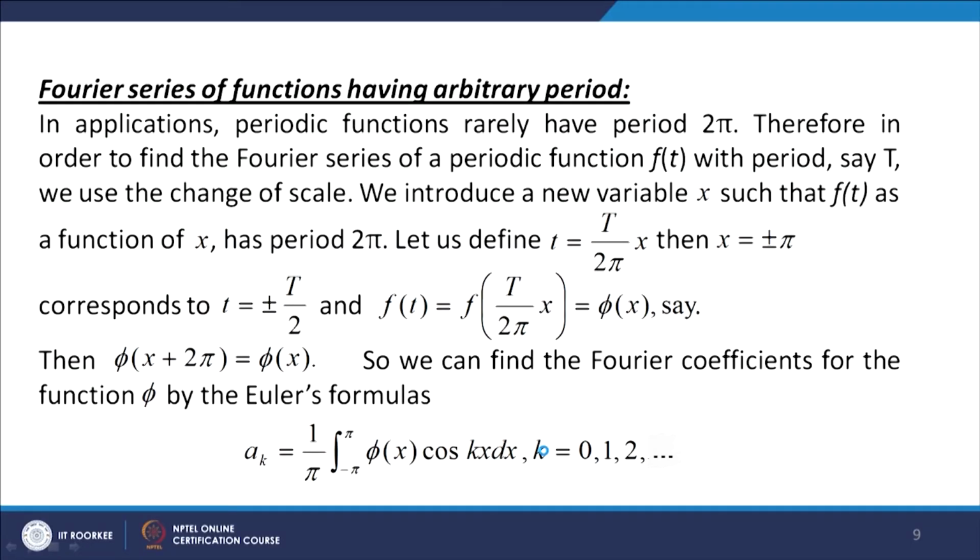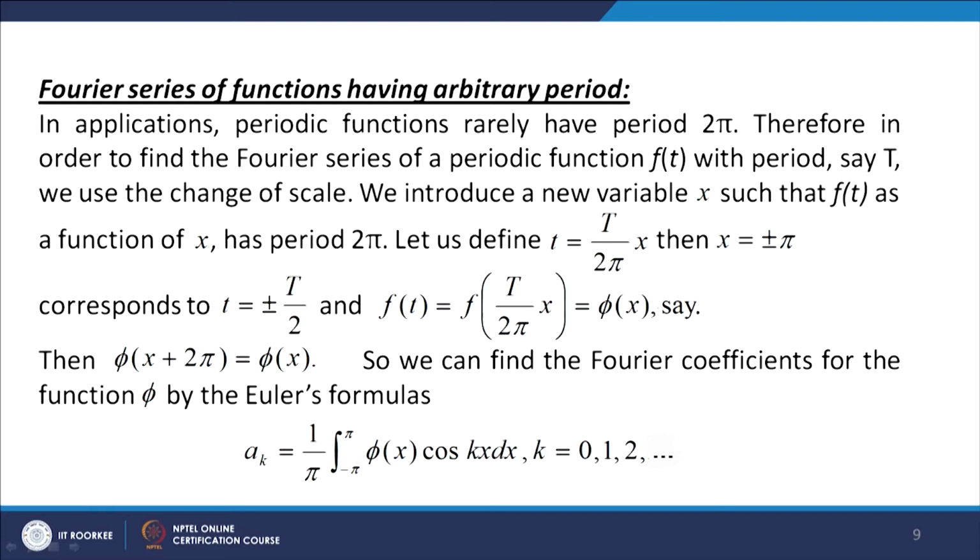Now, let us discuss Fourier series of functions having arbitrary period. In applications, periodic functions rarely have period 2 pi. Therefore, in order to find the Fourier series of a periodic function f t with period say T, we use the change of scale. We introduce a new variable x such that f t as a function of x has period 2 pi. Let us define t equal to T over 2 pi into x. Then when x will take values plus minus pi, t will take values plus minus T by 2. So, f t is equal to f of T over 2 pi into x, which is a function of x, let us call it phi x, then it becomes a 2 pi periodic function.